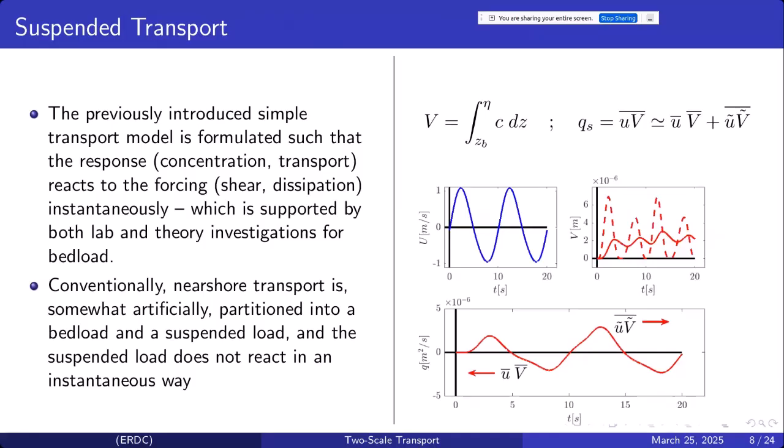So that's kind of the simpler part of it, because in those cases we were just talking about, the model was formulated such that the response, meaning the transport or the concentration, reacts instantaneously to whatever's forcing it. In that case, it could be shear or dissipation. U cubed was the example we're using, so it's dissipation. And it reacts instantaneously. If you're talking about a very thin boundary layer, on the order of a centimeter, that's actually very well supported by both laboratory and theoretical investigations for the bed load.